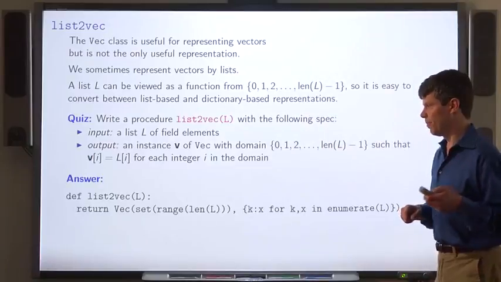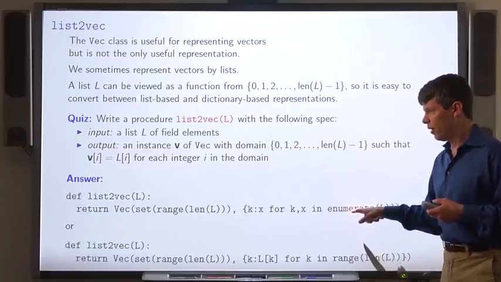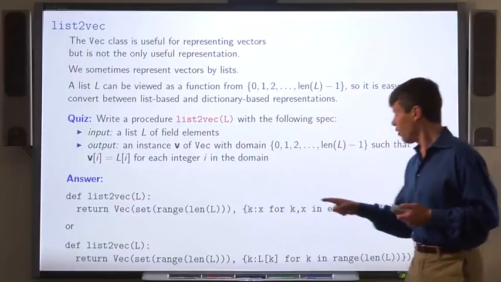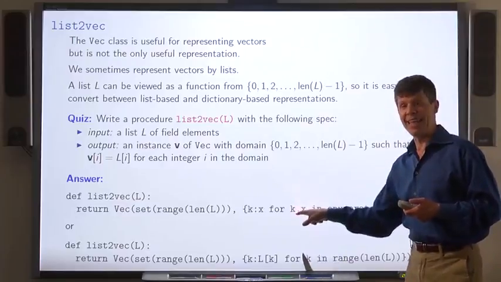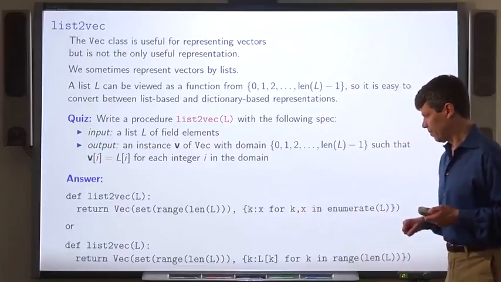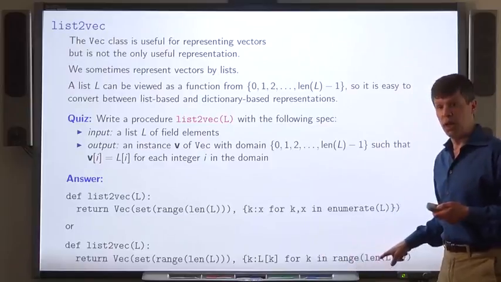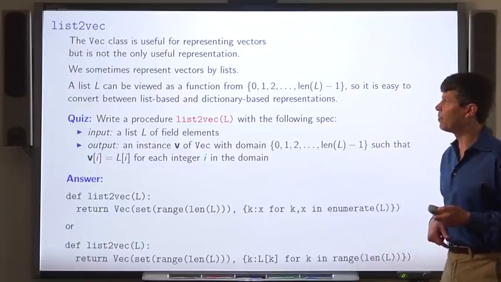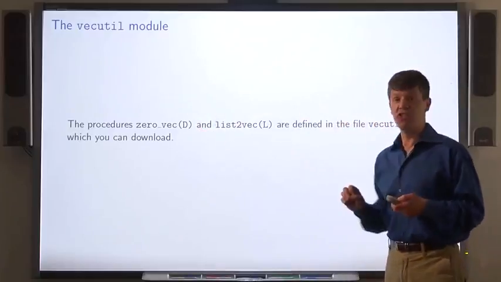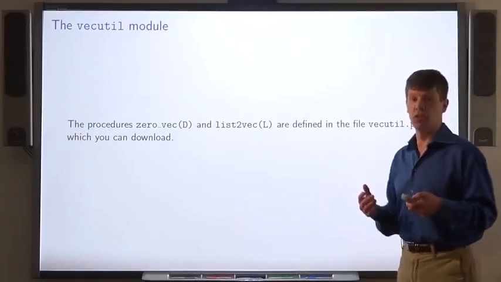Here's the answer. Here's an alternative. This first solution uses this handy enumerate procedure, which allows you to enumerate over the pairs k, x, where k is an index into the list and x is the corresponding element. And this is using a more traditional loop in which we iterate through the indices into the list. The procedures zerovec and list2vec, which you've written in quizzes, are defined for you in the file vecutil, which we've provided for you.